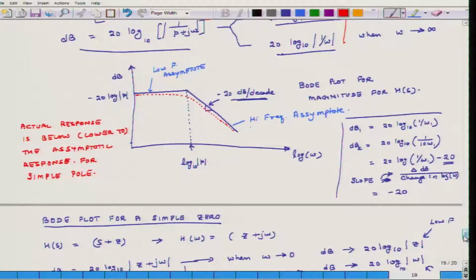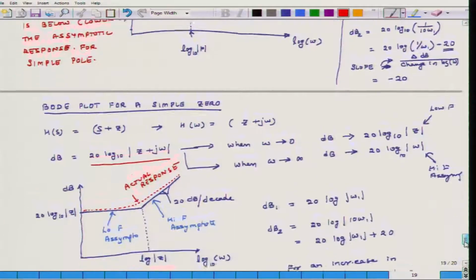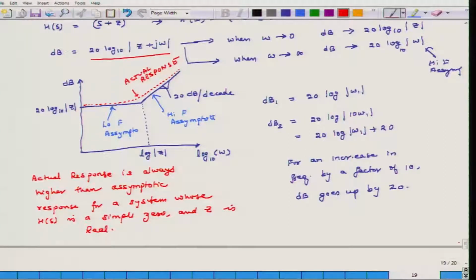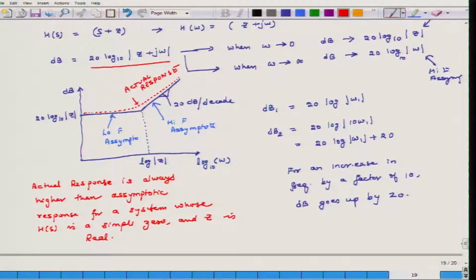So, what we have seen is two Bode plots. In last class, we developed the Bode plot for a simple pole. The low frequency response was a horizontal line, and the high frequency was a negatively sloped line, slope negative 20 decibels per decade. For a simple zero, the magnitude plot looks like its mirror image. The high frequency response is a positively sloped line, and the low frequency response is a horizontal line which has 0 slope. So, these are the magnitude plots for a simple zero and a simple pole.